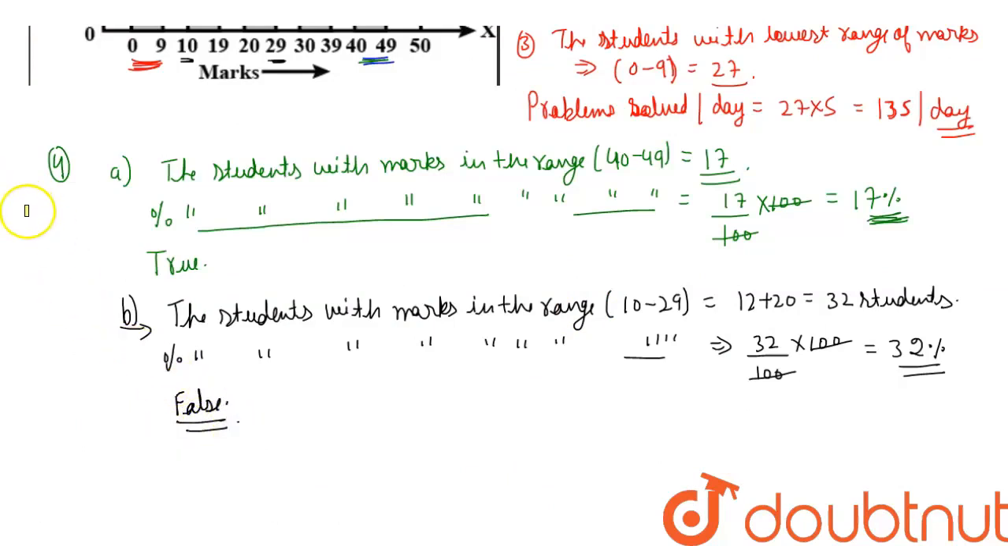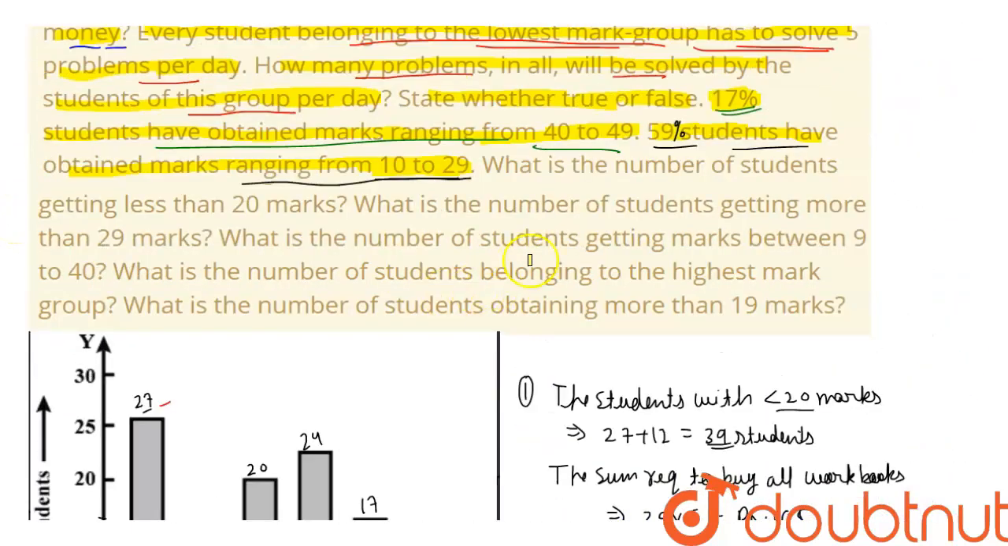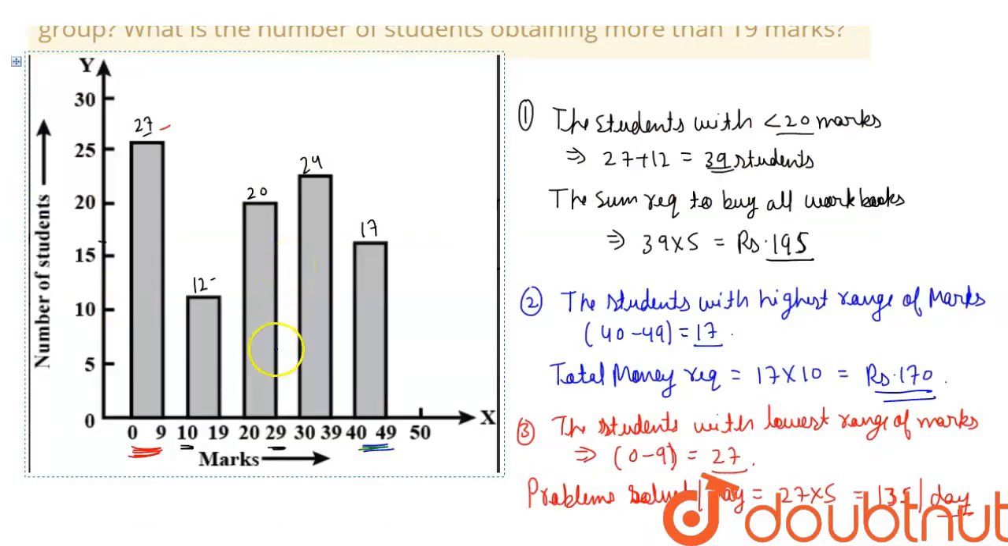Now after this we are going to focus on the next part of the question, that is the fifth part. In the fifth part they have asked us the number of students getting less than 20 marks. So now we are going to focus on those students who are getting less than 20 marks. The students who have less than 20 marks would be 27 plus 12 from this graph.